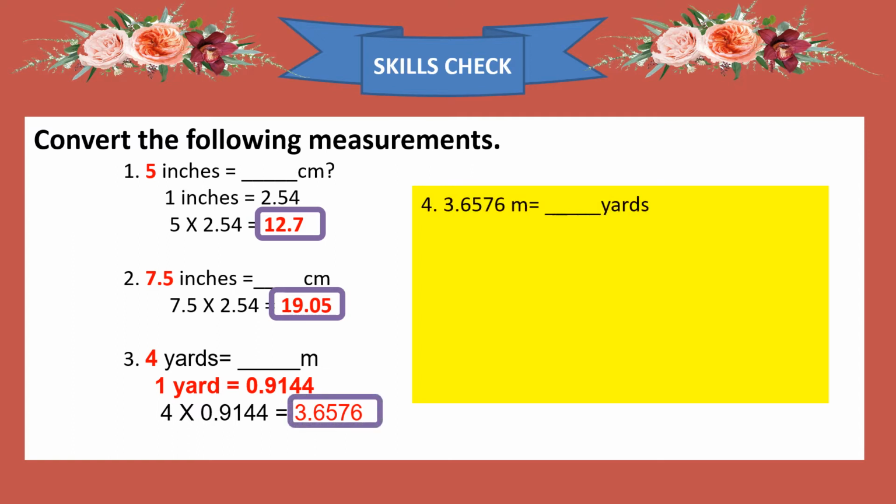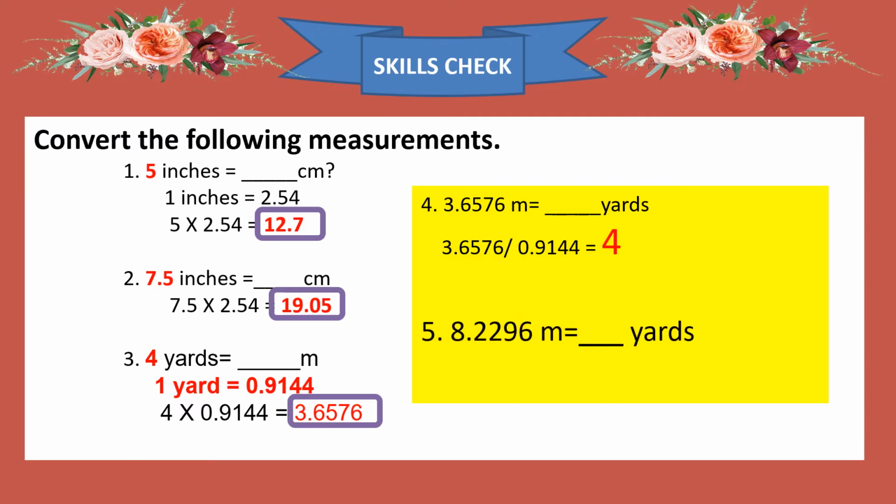Next, number 4. 3.6576 meters is equivalent to how many yards? So, ang hinahanap naman dito is we have to convert meters to yards. So, what are we going to do here? So, we have to divide. So, 3.6576 divided by 0.9144 is equivalent to 4 yards. So, meaning to say, 3.6576 meters is equal to 4 yards.